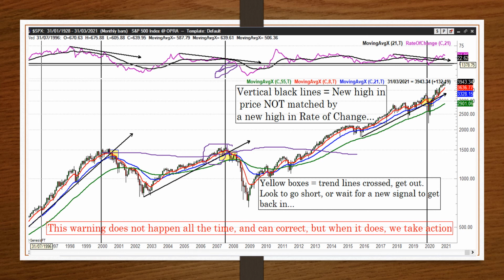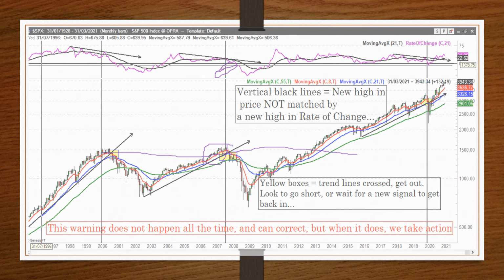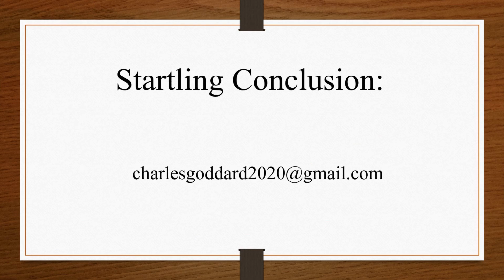So we'll go through a couple of reminders here about rate of change. First of all, it is only a warning, a setup, if you will. You need a trigger, which, in my case, is the trend line, and I would get out as that is closed below. And this is only a warning because the rate of change can go back to matching the movement of the price.